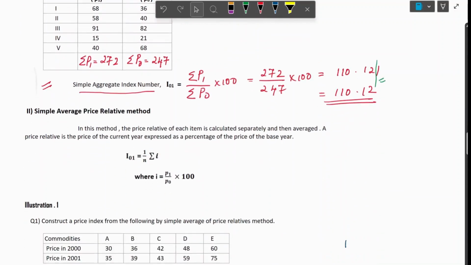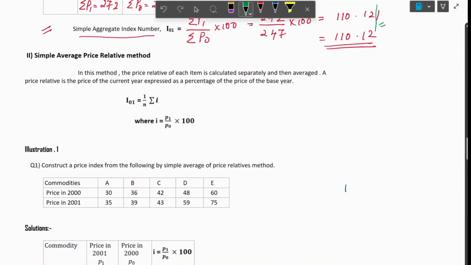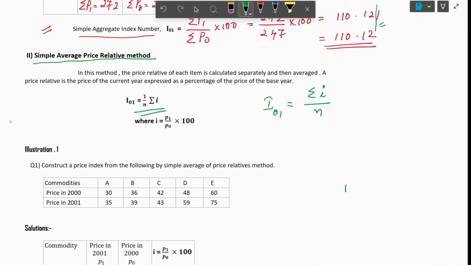Next one, we will solve it for the simple average of price relative method. Which method? Simple average of price relative method. What's the formula? We discussed already. The formula is I01 equals summation of I divided by n. You can also write it as 1 upon n sigma I. Here, n is the number of commodities, groups or items given in the question, and I you need to calculate. I is equal to P1 divided by P0 into 100, that is current period price divided by base period price into 100, which gives you the value of I.